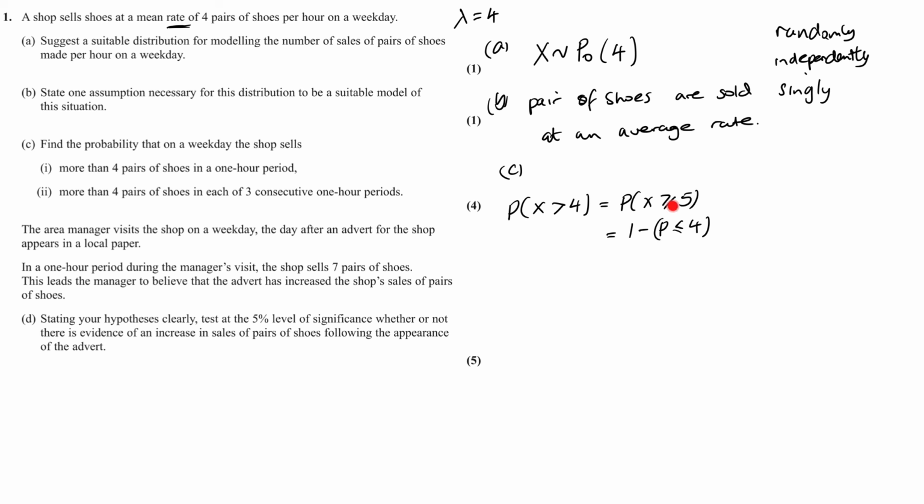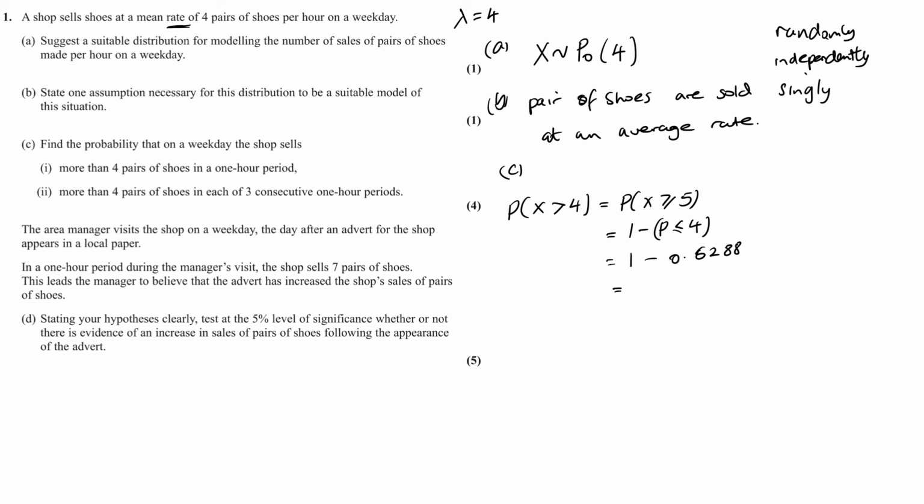Turn it into an equals, and then if it's a greater than, you can switch it to the less than with your 1 minus. So that means we've got 1 minus. Now you need to go into your stats function, your distribution function, on your calculator. X will be 4 and lambda will be 4. And that will give me 0.6288.